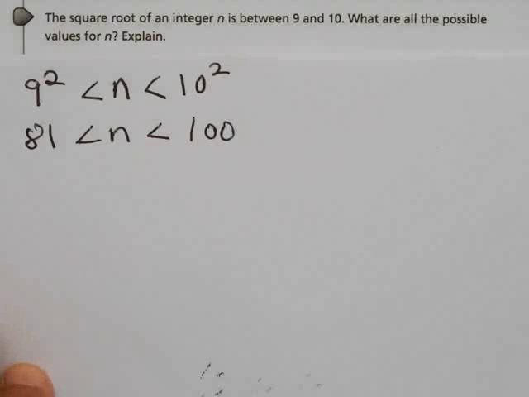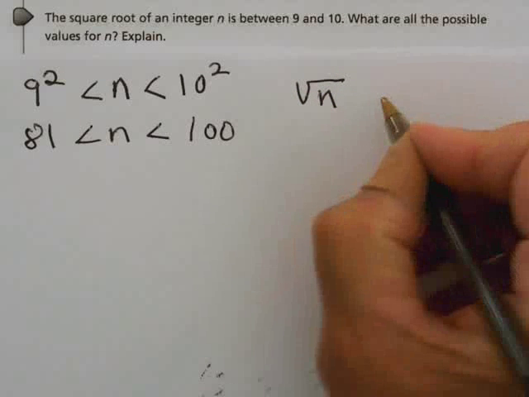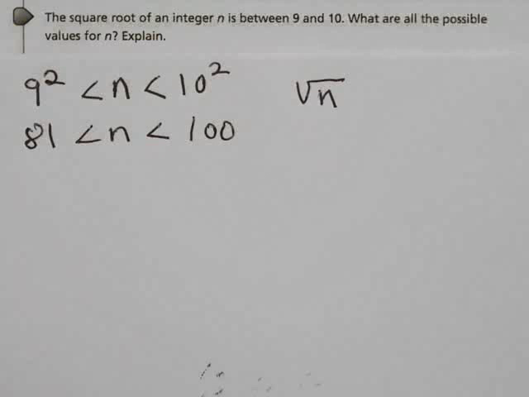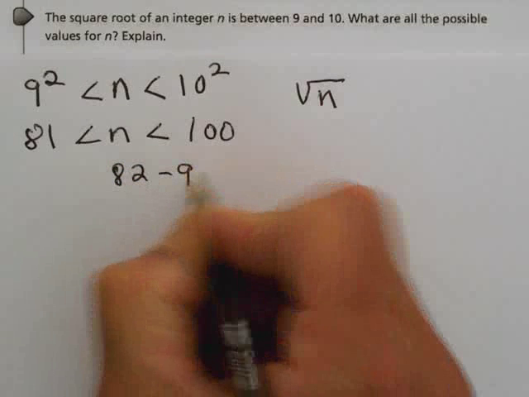So let's go back and read that question again. What it asks is the square root of an integer n is between 9 and 10. In other words, the square root of this is between 9 and 10. We then figured out that 9 squared was 81, 10 squared was 100, and n could be any number greater than 81, first one being 82, and less than 100, last one being 99. So that's your answer, any number from 82 through 99.